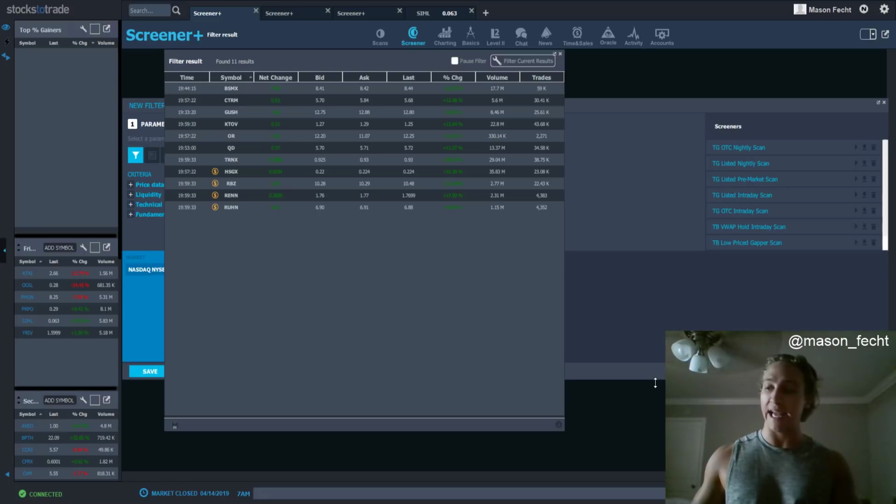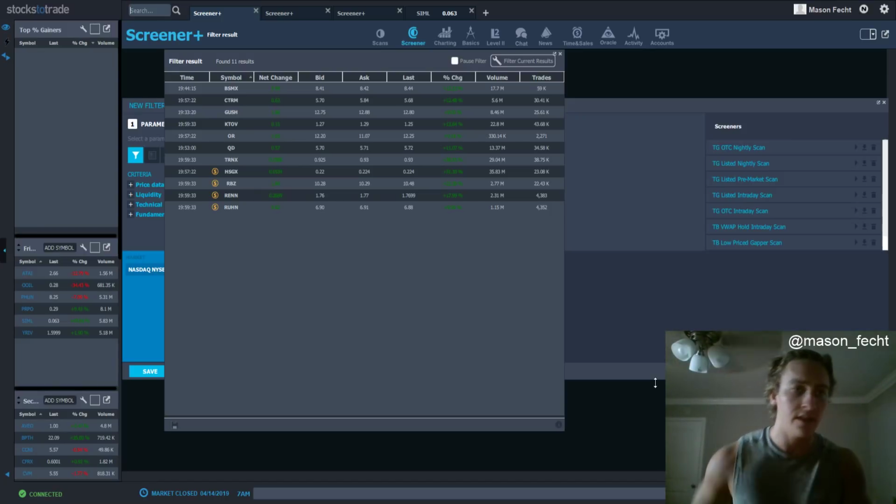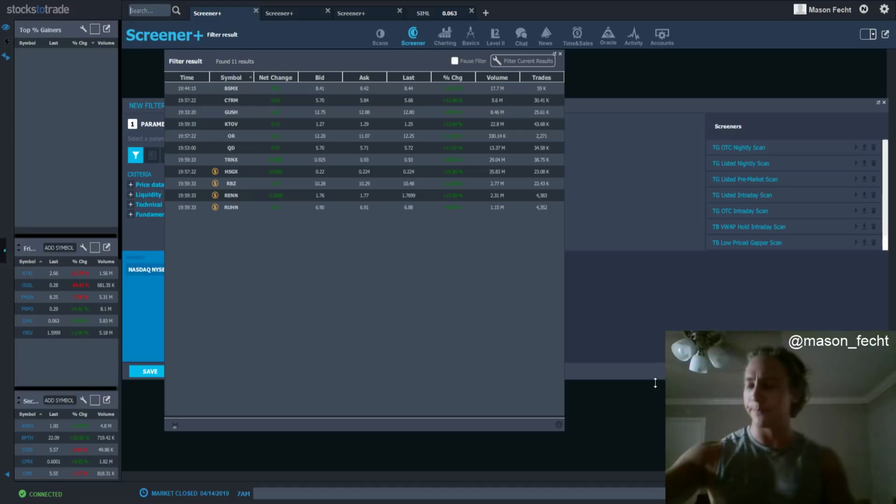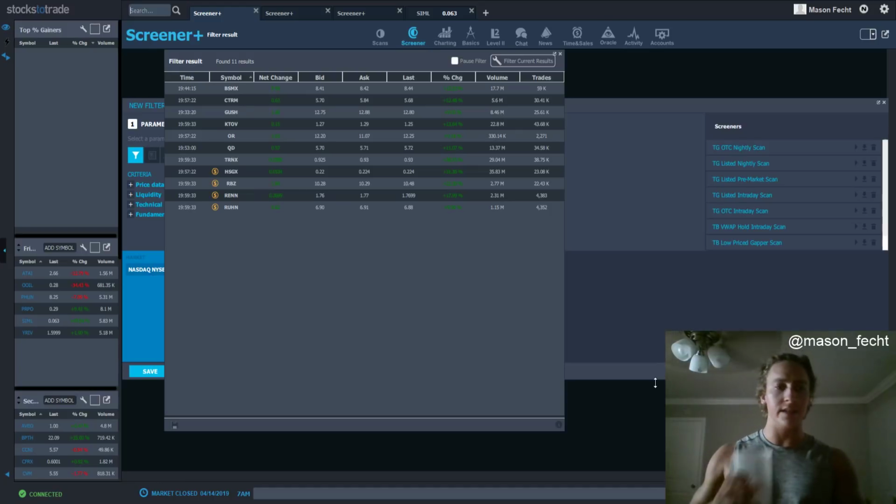I use a listed intraday scan. And by the way, this is all going to be done on stocks to trade, but you can definitely use these scans on any other trading platform. But yeah, I just use stocks to trade. So if you have stocks to trade, it's going to be easier to follow along. Otherwise, you'll still be able to do everything.